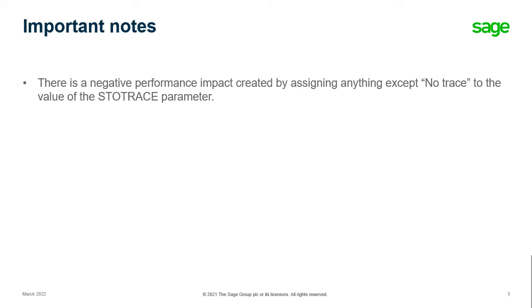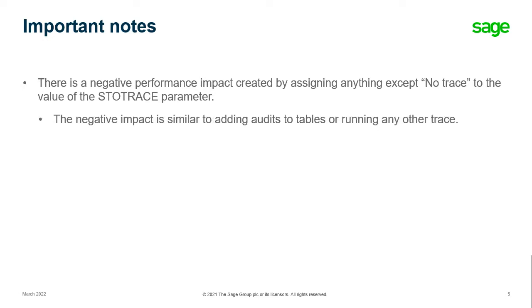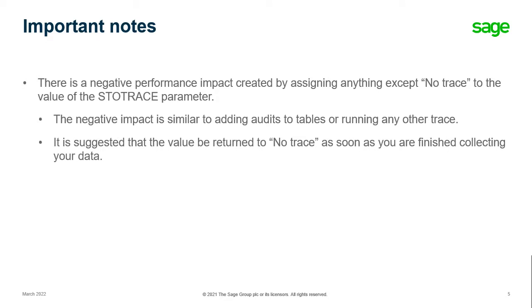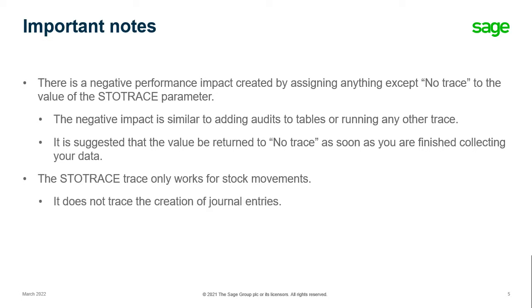I've got some important notes for you. There is a negative performance impact created by assigning anything except no trace to the value of the STOTRACE parameter. The negative impact is similar to adding audits to tables or running any other trace. It is suggested that the value be returned to no trace as soon as you're finished collecting your data. The STOTRACE trace only works for stock movements. It does not trace the creation of journal entries.